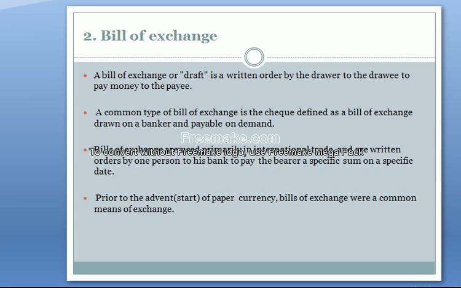So bill of exchange, this is the simplest definition, that a common type of a bill of exchange is the check, defined as a bill of exchange drawn on a banker and payable on demand. So now how can we define the bill of exchange? That a bill of exchange is a written order of the drawer to the drawee to make a certain payment to the payee.